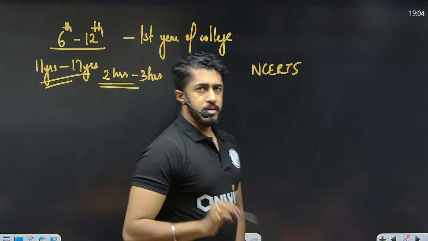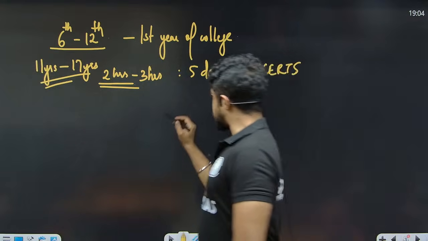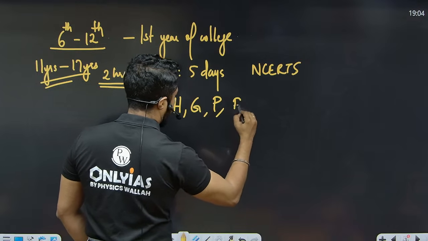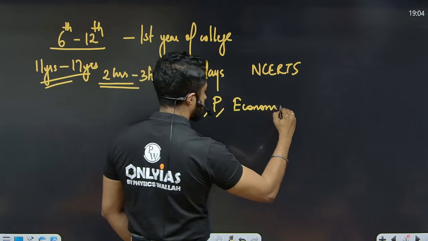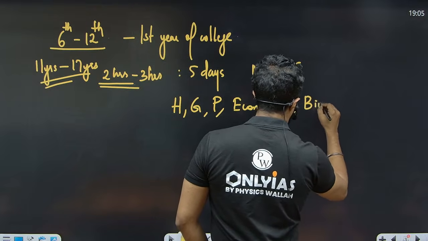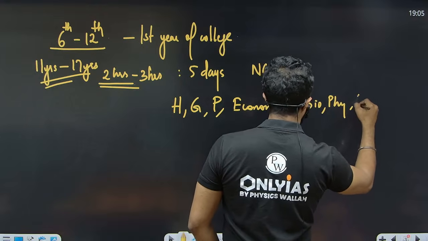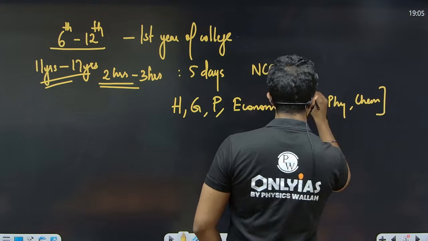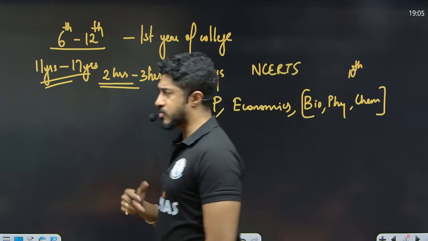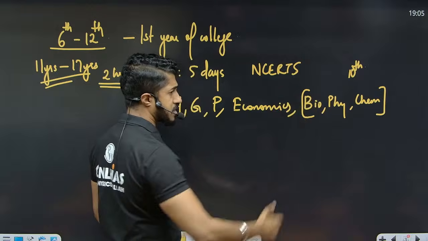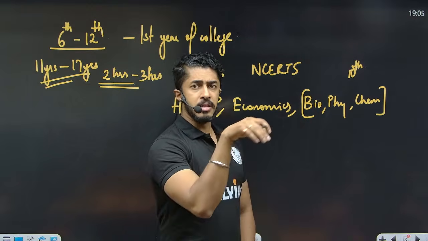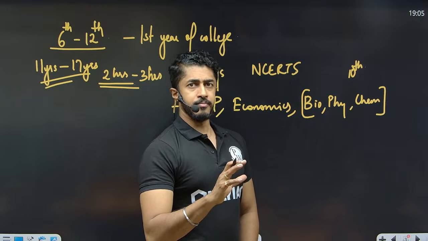So you can do that for the subjects of history, geography, polity, economics, then biology, physics, chemistry. Biology, physics, chemistry, do it till 10th. In 11th and 12th, you only need to do selected chapters. When I say to do NCERTs of biology, physics, chemistry, I don't want you to waste your time by hearting the formula, by hearting the chemical formula, all of that.